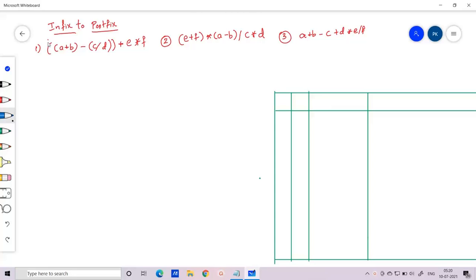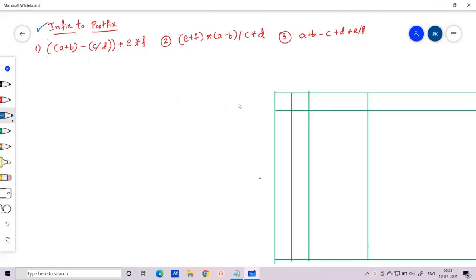Today I'll be solving the problems that I have given as an assignment. So I have infix to postfix conversion as the topic first. I have given these three problems, which are in the form of infix. I need to convert these into postfix.